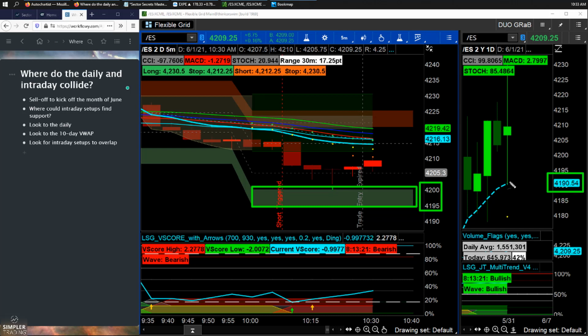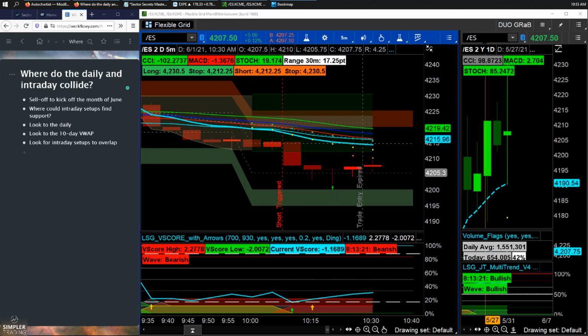And notice where our VWAP is. That's the zone here, which lines up with this. And just below that is, so the closer we get to that level, the more likely we're going to get support. All right, what about the Dow?